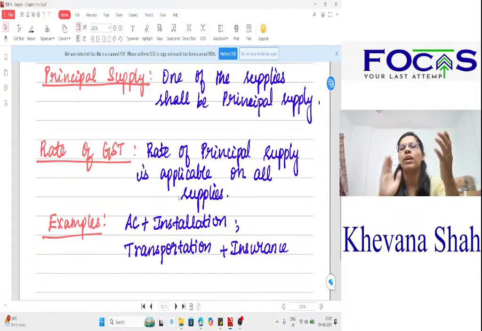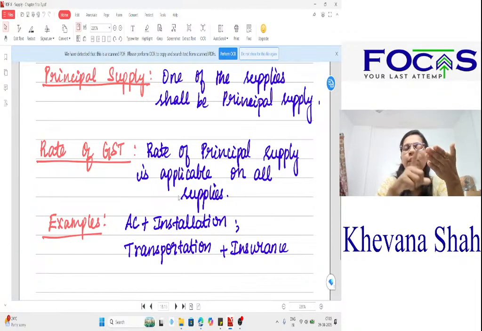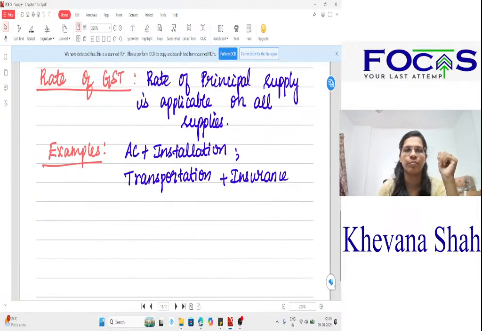Okay. So again here there could be a single invoice showing only one price for transportation and insurance, or you can show transportation X amount, insurance Y amount. Now on both of these amounts, the rate of GST that you will be applying is the rate that is applicable on your transportation.